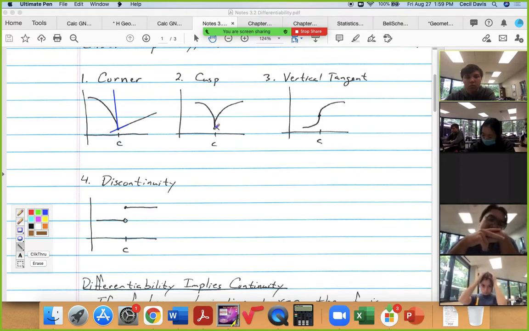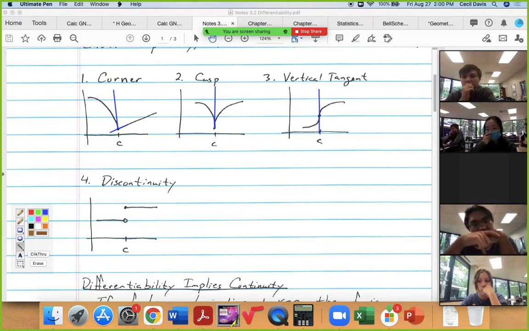For the cusp and for the vertical tangent, you're like, well, yeah, that is a perfectly good tangent line. Why doesn't the derivative exist at that point? Well, what's the slope of a vertical line? Yes, it's undefined. And since the derivative is the slope, the derivative is undefined here because it has a vertical tangent line.